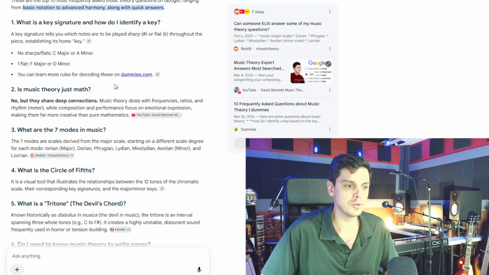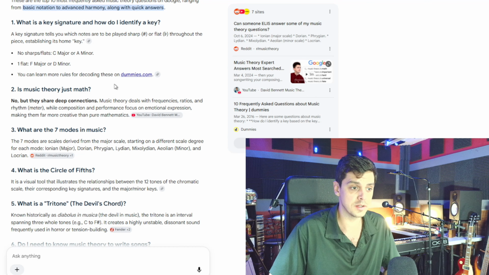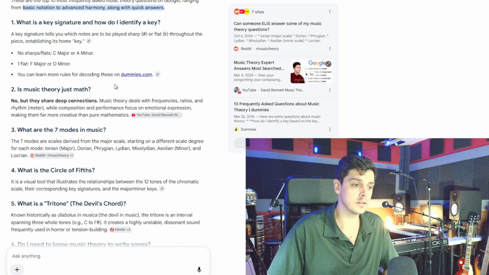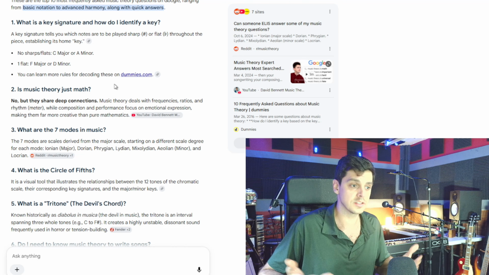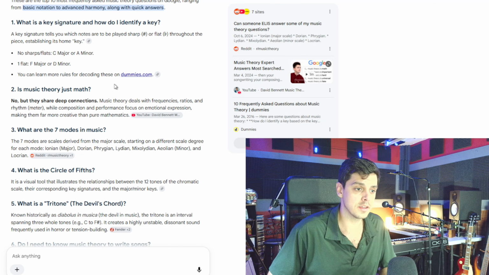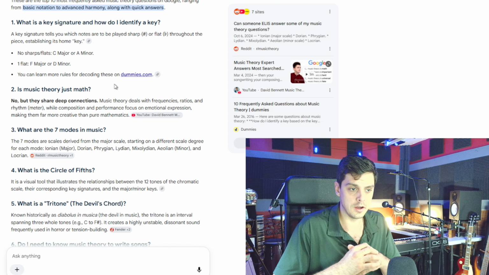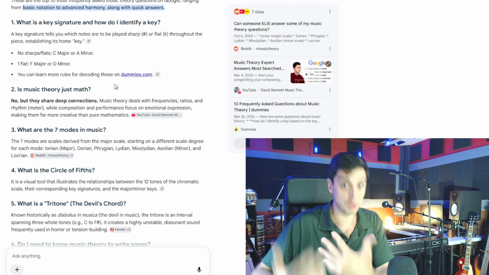It is a visual tool that illustrates the relationships between the 12 tones of the chromatic scale, their corresponding key signatures, and the major or minor keys. Yeah, okay. I think this is a perfectly adequate description of this. It's a visual tool, sure. I think this answer would be improved if we said that each of the different key areas is separated by a perfect fifth.